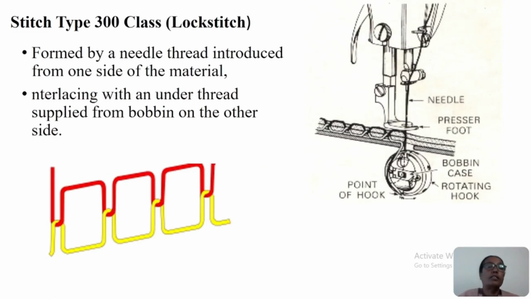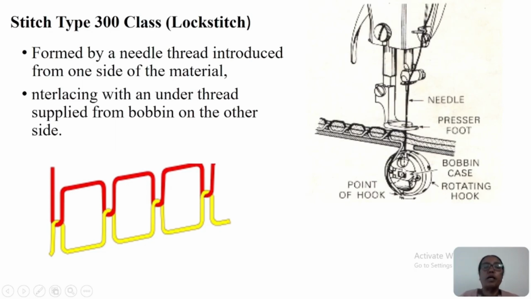Another one is stitch type 300, or class lock stitch. This stitch type uses the rotor hook or the bobbin case and the needle. So two threads can be used, the upper and the lower thread. The lower thread comes from the bobbin case and the upper thread from the needle. This is the lock stitch.